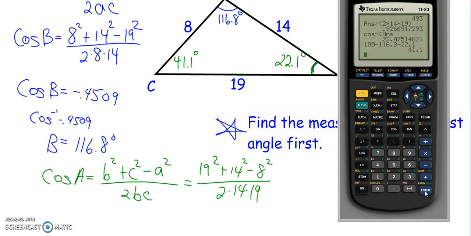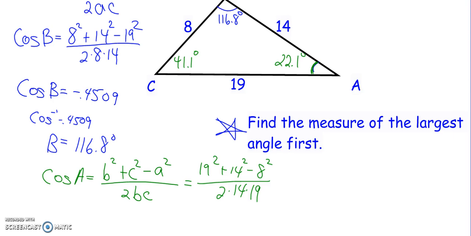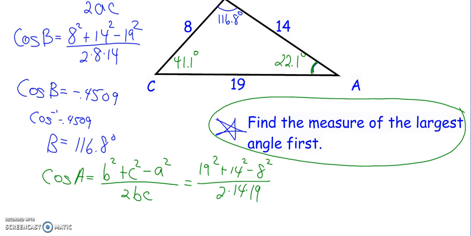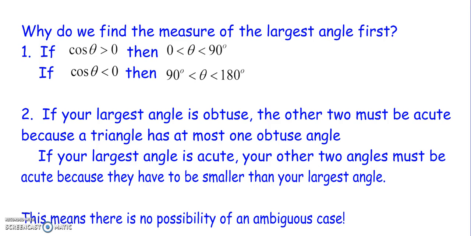All right. So now I actually want to take a second and go back and talk about why I said at the beginning of this problem, always find the measure of the largest angle first. If you know all three sides, it's fair to say we can determine which one is the largest angle. It may or may not be obtuse. When you use cosine inverse, you're either going to get an answer between 0 and 90, and you'll know the largest angle is acute, or you're going to get an answer between 90 and 180, and you'll know the largest angle is obtuse.